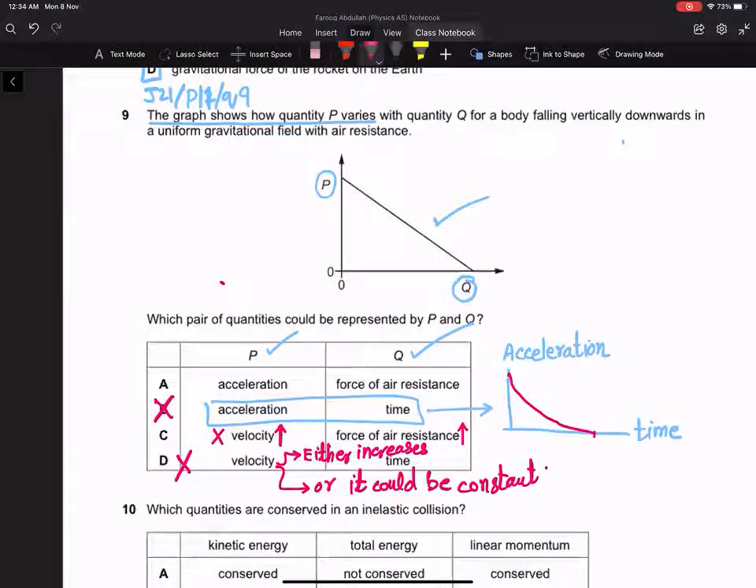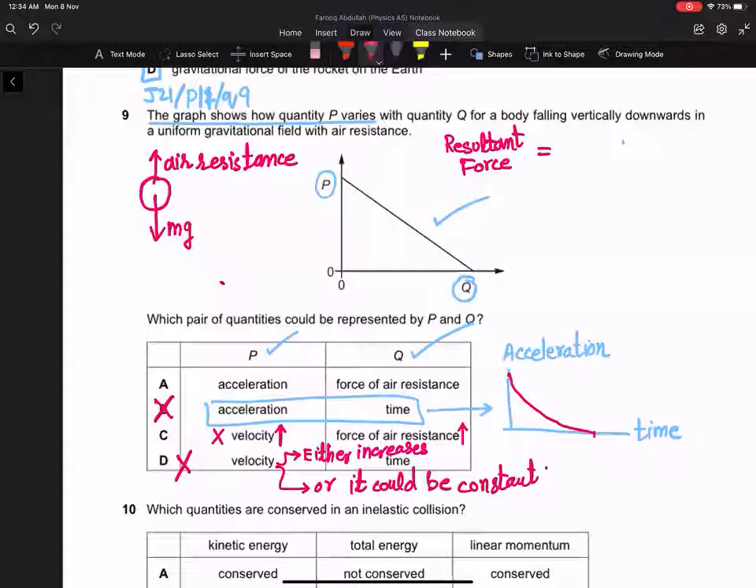Basically, we need to write the equation for resultant force when something is falling in air. For example, if we have a ball that is falling in air, the resultant force will be: weight is acting downwards and air resistance is acting upwards. And weight is the constant force, air resistance is the variable force that varies with variation of speed. So the equation would be resultant force is equal to mg minus air resistance.